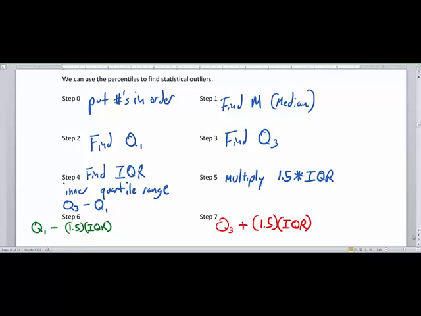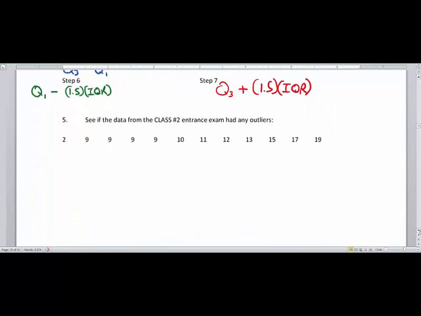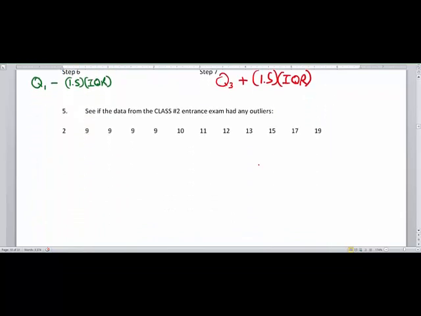So let me scroll down and keep referring back to steps 0 through 7 as we look to see if any of the data from class, the second class from the previous slide, had an outlier. Now, what do you think about the 19? What's your guess on the 19? Do you think 19 is an outlier? Is it so far away from the rest of the numbers that it could be considered an outlier? Maybe you want to take a look at the box and whisker plot and see what you think.